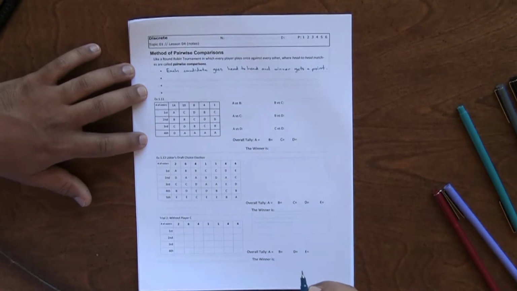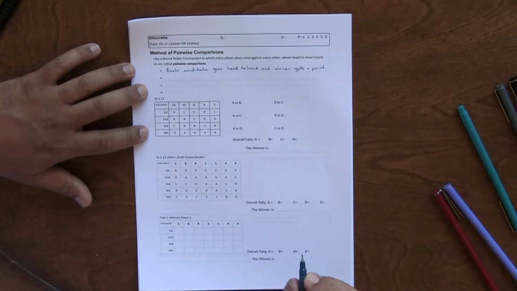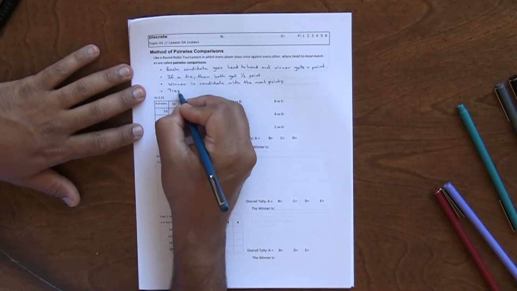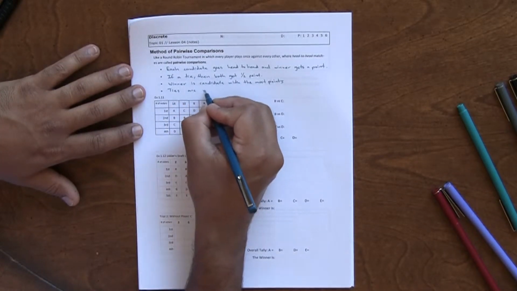Each candidate goes head to head against every other candidate, and the winner gets a point. If there's a tie, then they both get half a point. When we're all done playing everybody, the winner is the candidate with the most points. And just so you know, ties between candidates are very common.